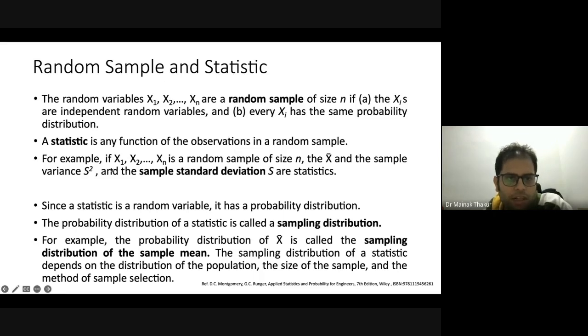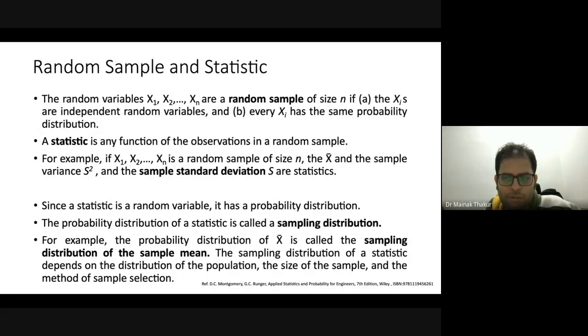A statistic is any function of the observations in a random sample. For example, if x1, x2 to xn is a random sample of size n, then x bar, the sample variance s square and the sample standard deviation s are all statistics. Since a statistic is a random variable, it has a probability distribution. The probability distribution of a statistic is called the sampling distribution. For example, the probability distribution of x bar is called the sampling distribution of the sample mean.